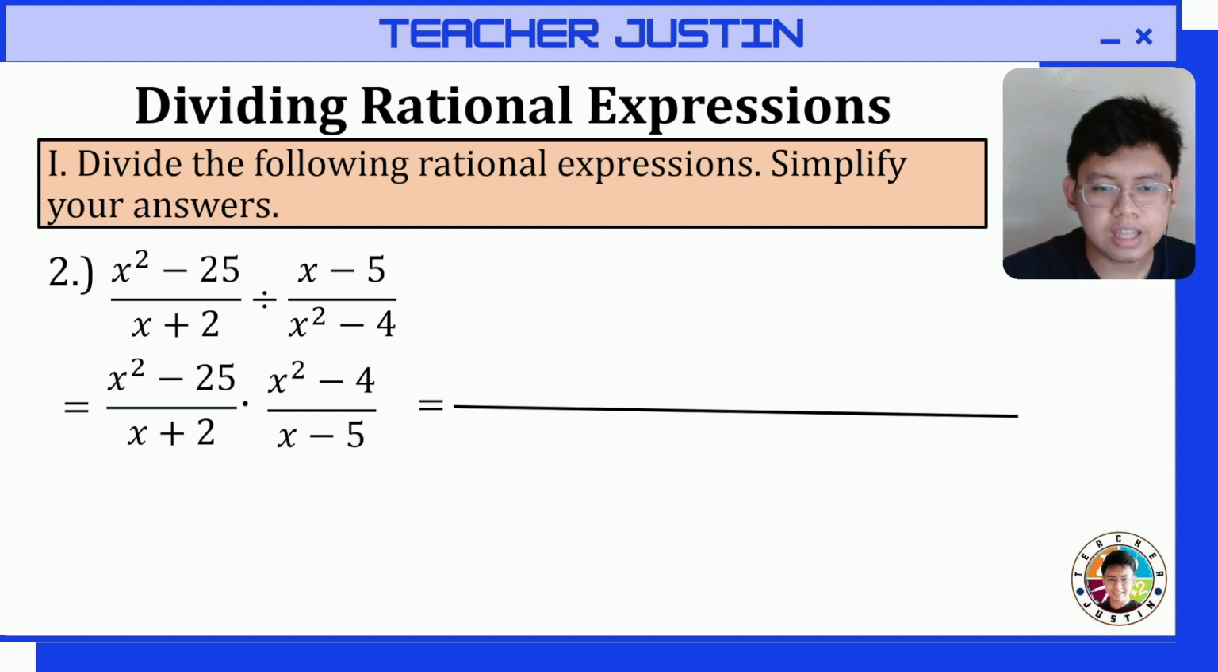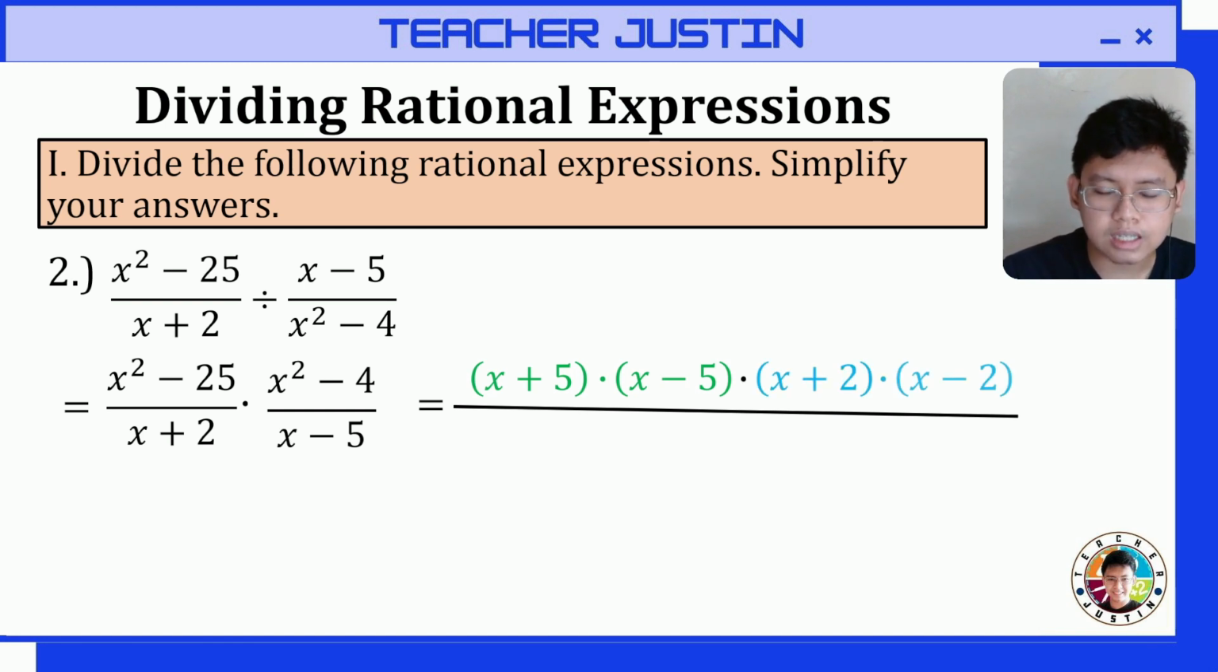So, yung factor ni x squared minus 25, yung factor niya will be x plus 5 and x minus 5. Yung x squared minus 4 naman, yung factors niya will be x plus 2 and x minus 2. Now, yung denominator natin, x plus 2, yung factors niya will be just x plus 2. And yung x minus 5, it's already prime. So, we will just copy x minus 5. Now, na-factor na natin yung numerator and denominator natin.